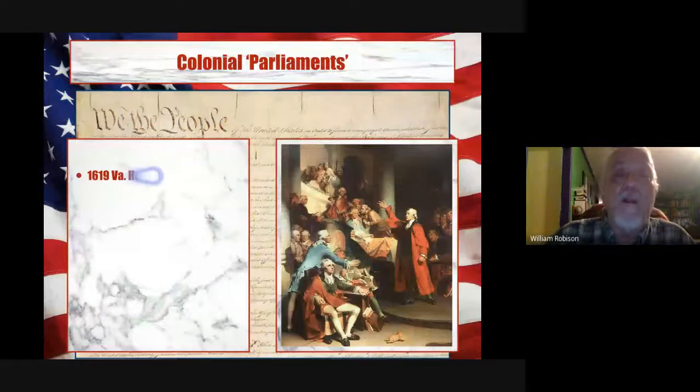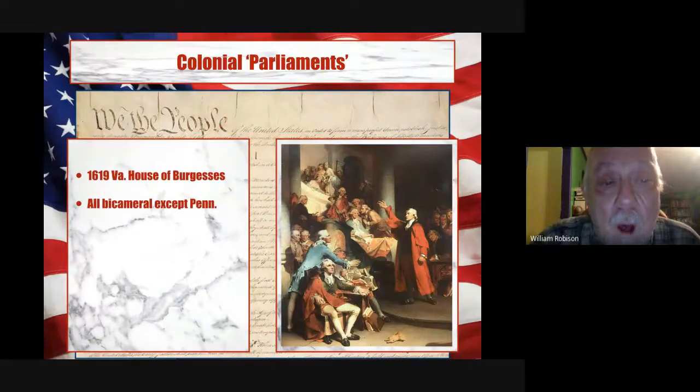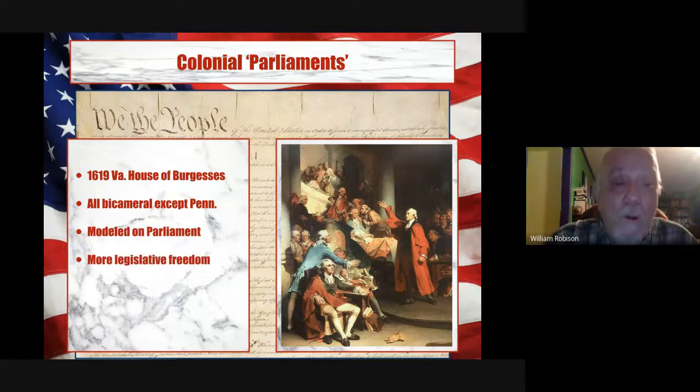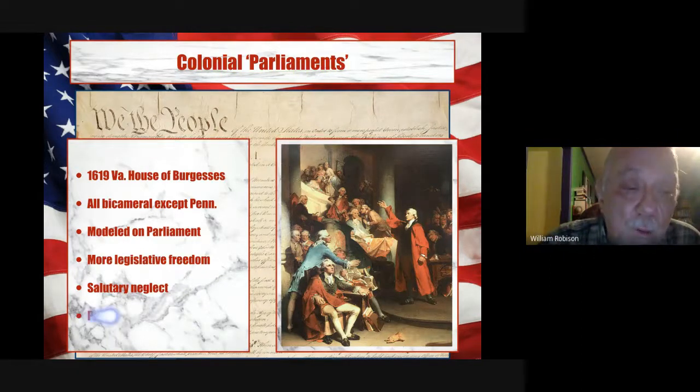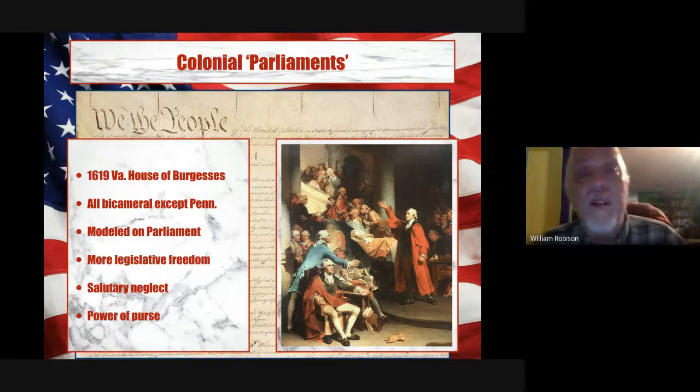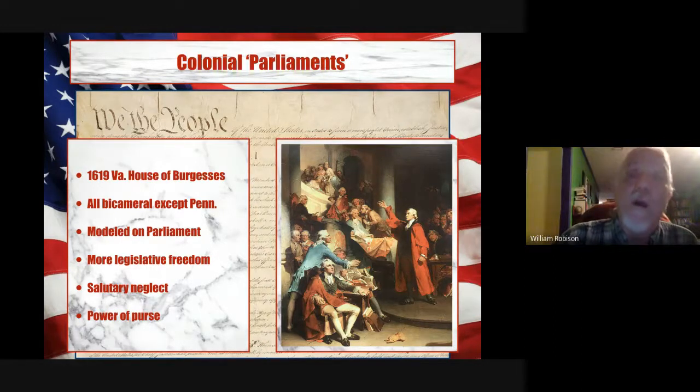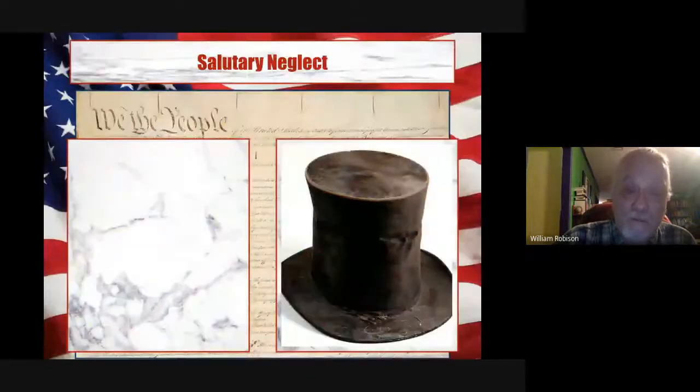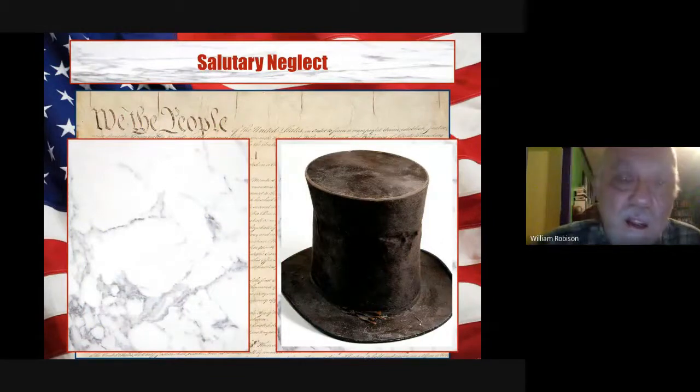And in the New World, all of the colonies had little parliaments of their own, like Virginia's House of Burgesses. Most of them were bicameral. Modeled on parliament, they gave them more legislative freedom, and they were largely ignored by the mother country through a process that's often called salutary neglect, and they wound up pretty much running things through the power of the purse. This process of salutary neglect continued through the 18th century.